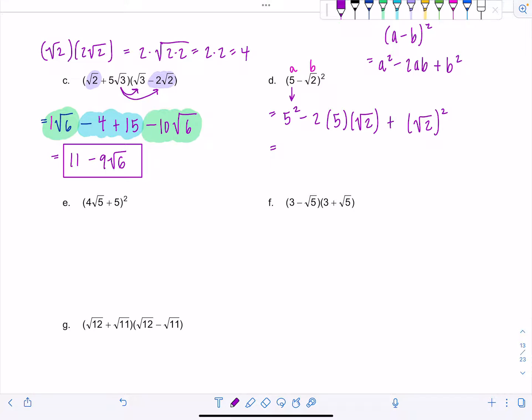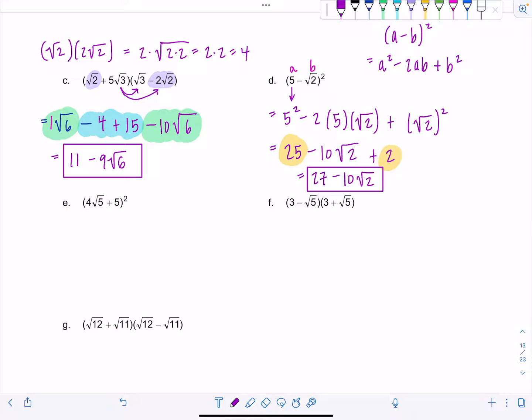Okay, good. So this is 25 minus 10 rad 2 plus rad 2 squared is just 2. And what can I combine? Just the 25 and the 2. So now we have 27 minus 10 rad 2. Oh, that one was cute, huh? Lovely.